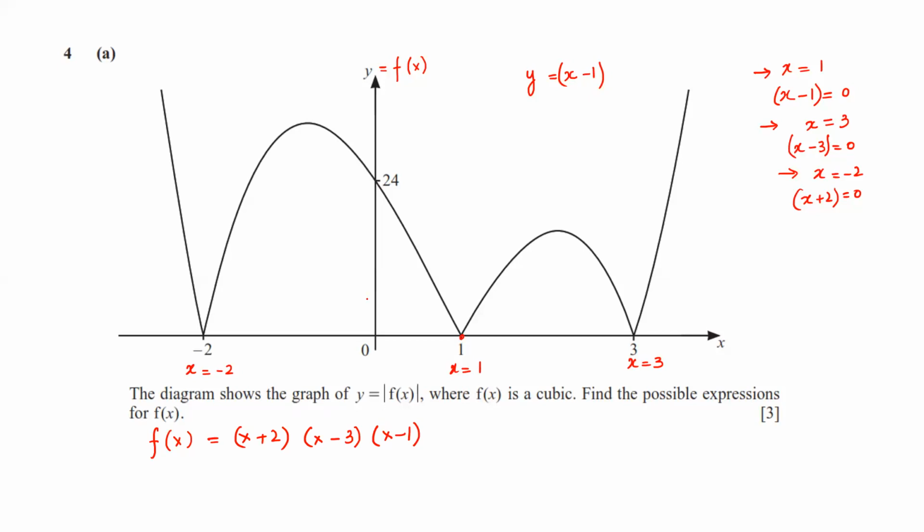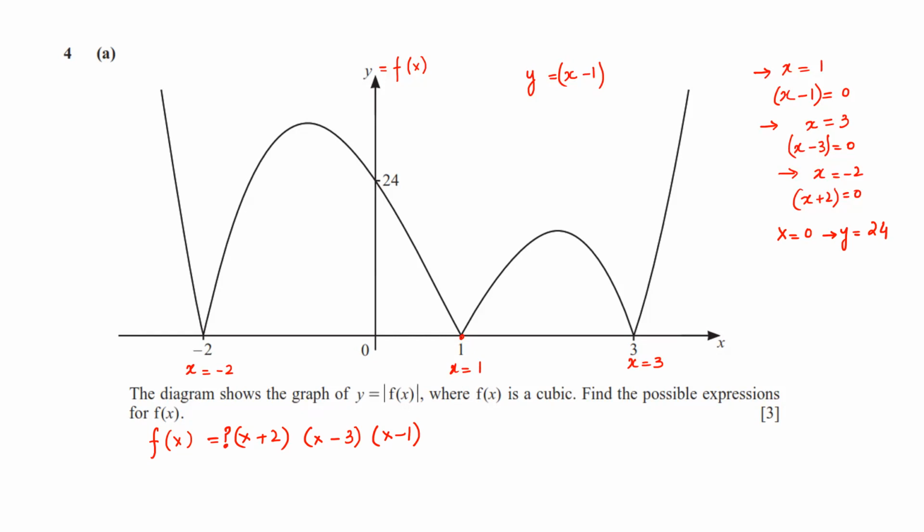We also can see that when x equals 0, we have y equal to 24. So we have to incorporate this value in the solution. We can write this, but this will not be an exact value. There would be some sort of multiple coming here.